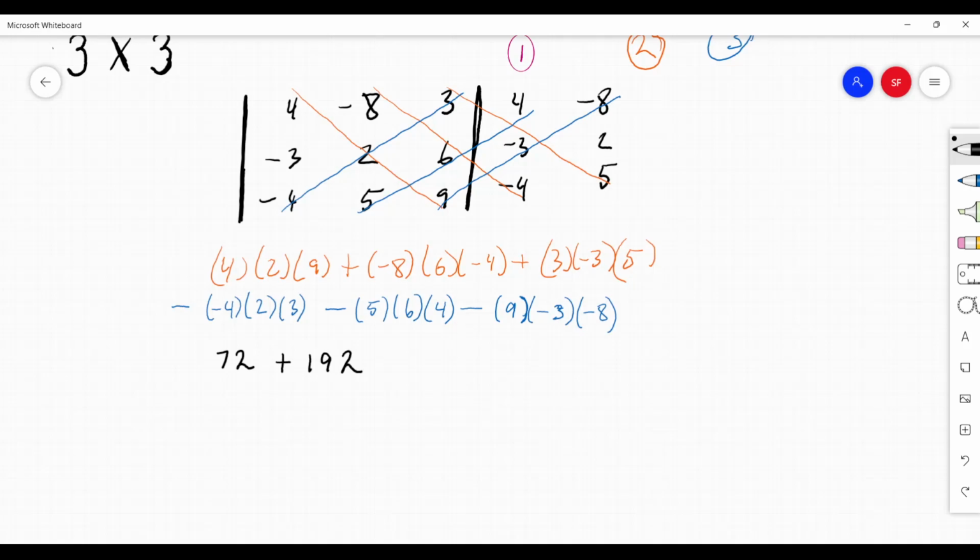Yeah, 192. Okay, and then 3 times negative 3 times 5. Well, 3 times negative 3 times 5 is what? Negative 45.